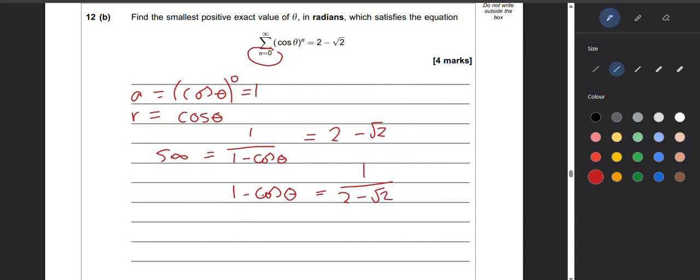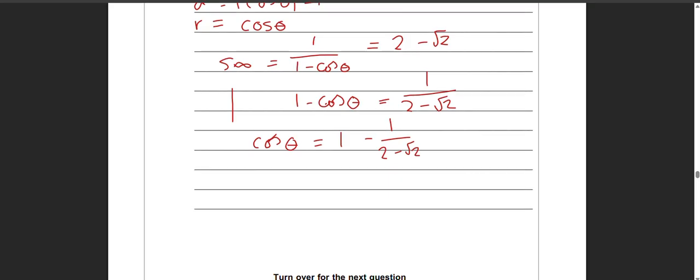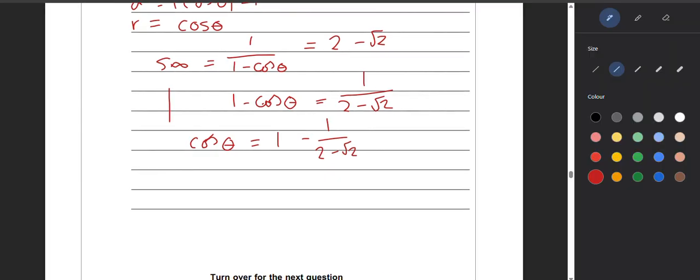And then if I want to make cos theta the subject, I'd add cos theta across and take away the 1 minus 2 root 2. If I do all that, that would get me that cos theta will be 1 minus 1 over 2 minus root 2. Then we're just going to inverse cos that. That gets me theta in radians, which is 3 pi over 4, about 135 degrees.